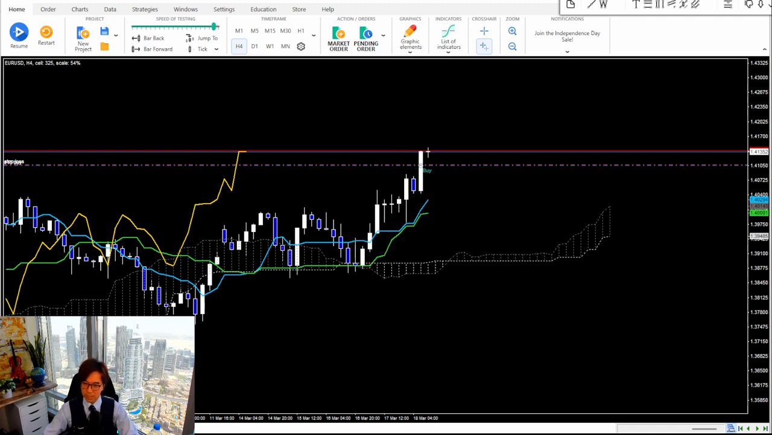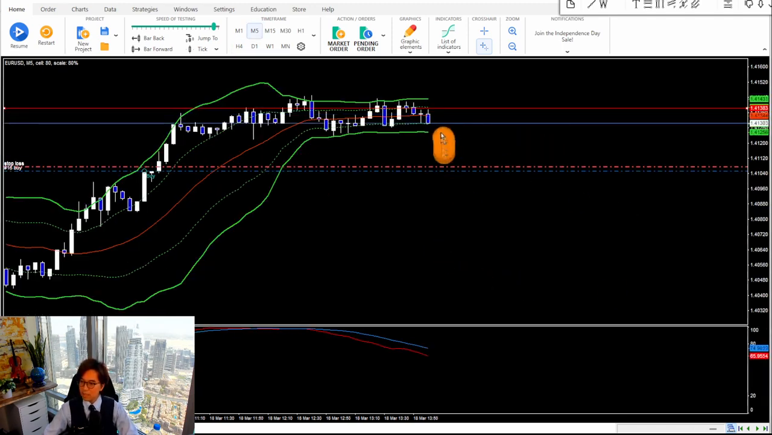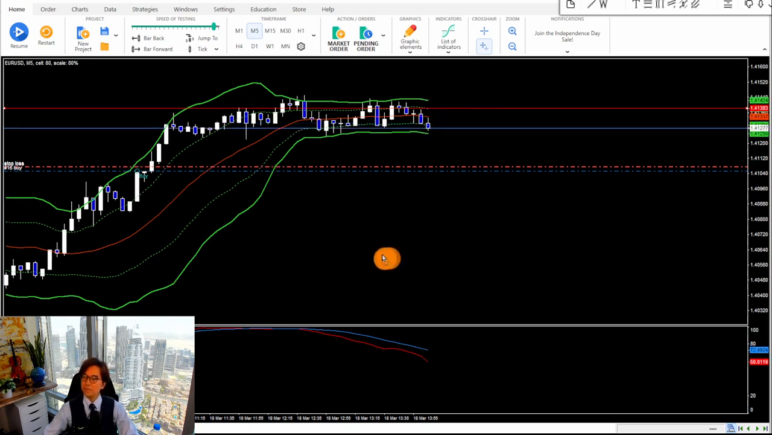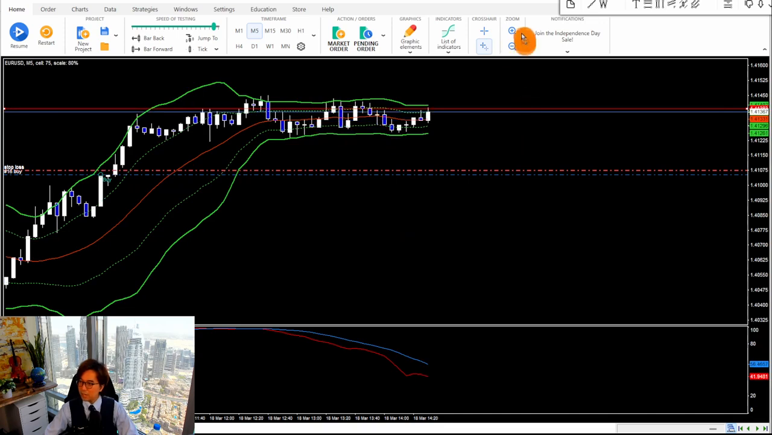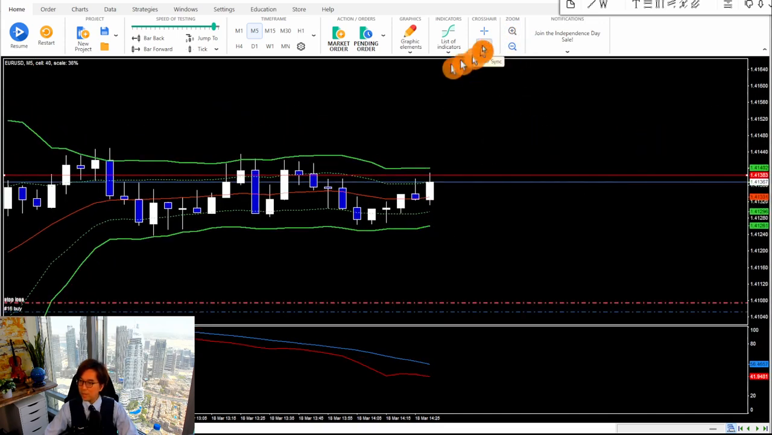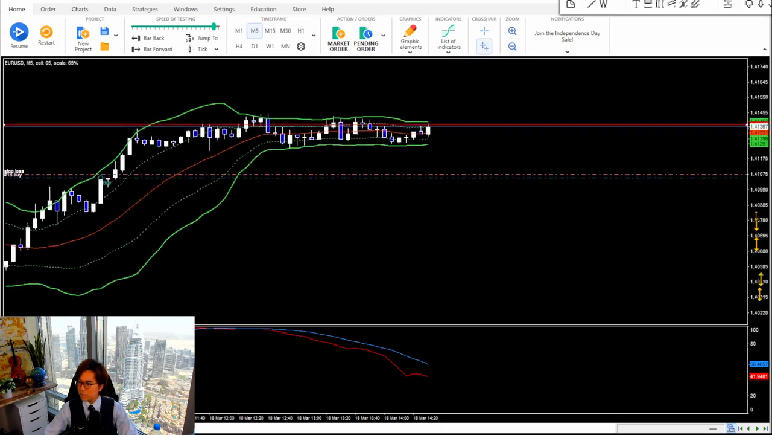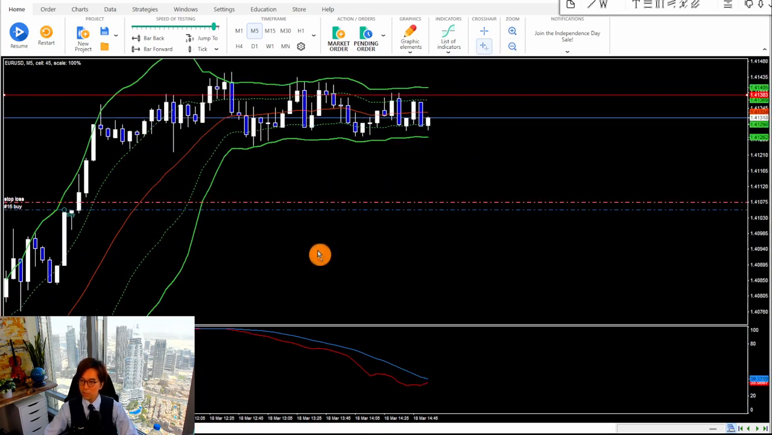I keep holding, expecting the market to break the resistance. So let's see. Okay, looks like the market is ranging now. But since we have put the break even, we don't really care. We just keep watching the chart until it breaks bullish.